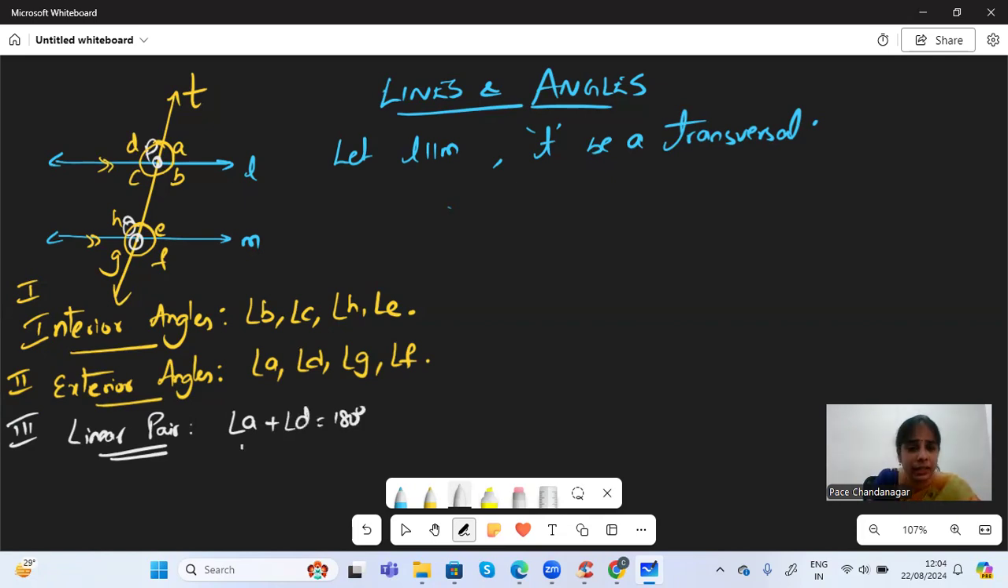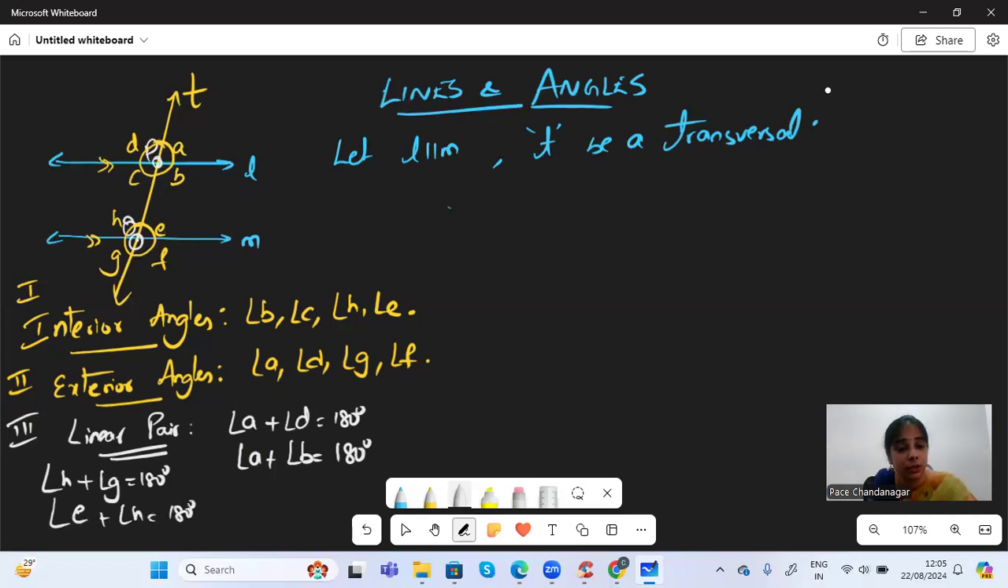Similarly, angle A plus angle B is also equal to 180 degrees. So the linear pair angles are angle A and D, angle A and B. Similarly, I can also go with angle H plus angle G equal to 180. Also, angle E plus angle H is equal to 180, because H and E are also forming a linear pair, and H and G are also forming a linear pair. Is that clear?